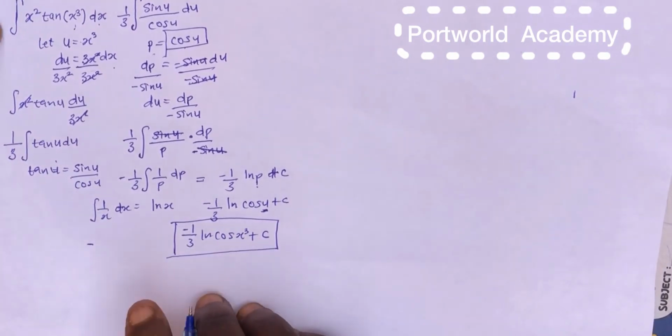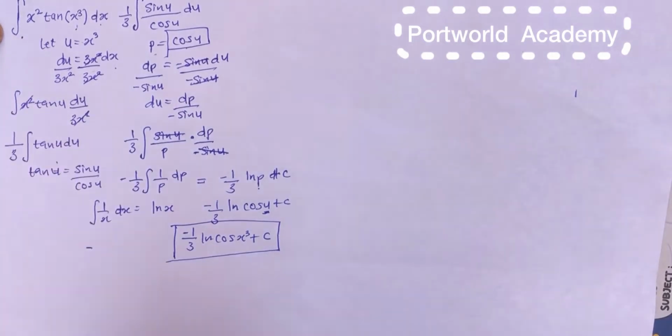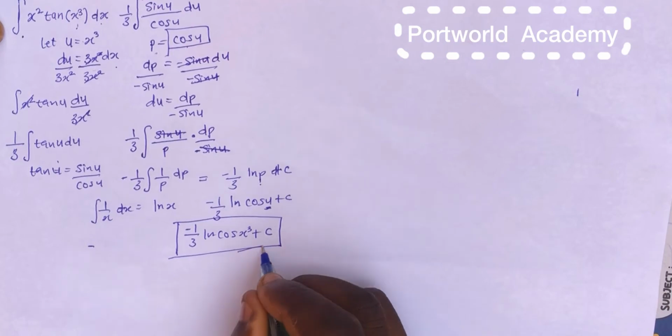So this is our final answer. The integral of x squared tan x cubed dx. The solution to this problem is minus 1 over 3 ln cos x raised to the power of 3 plus c.